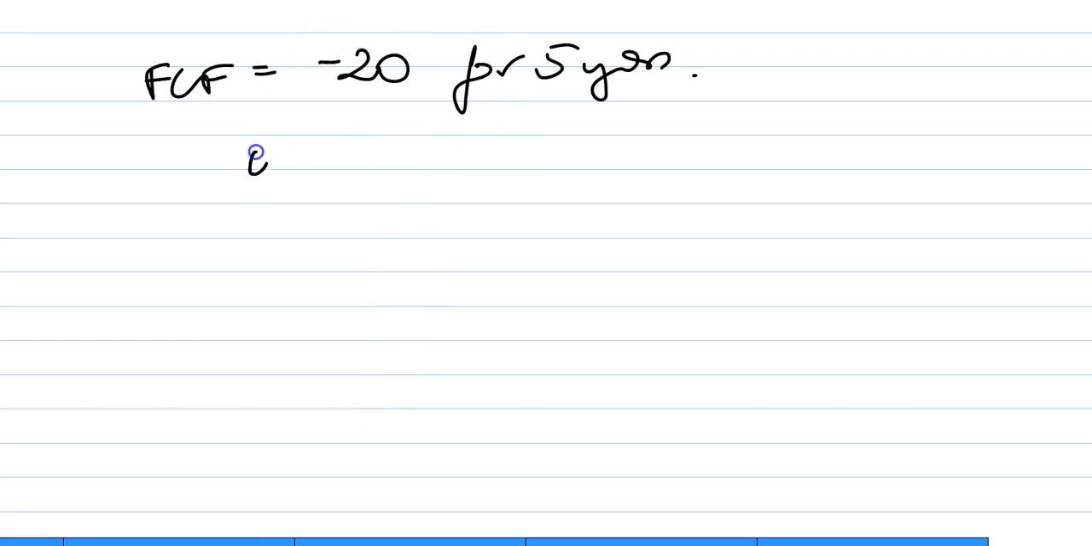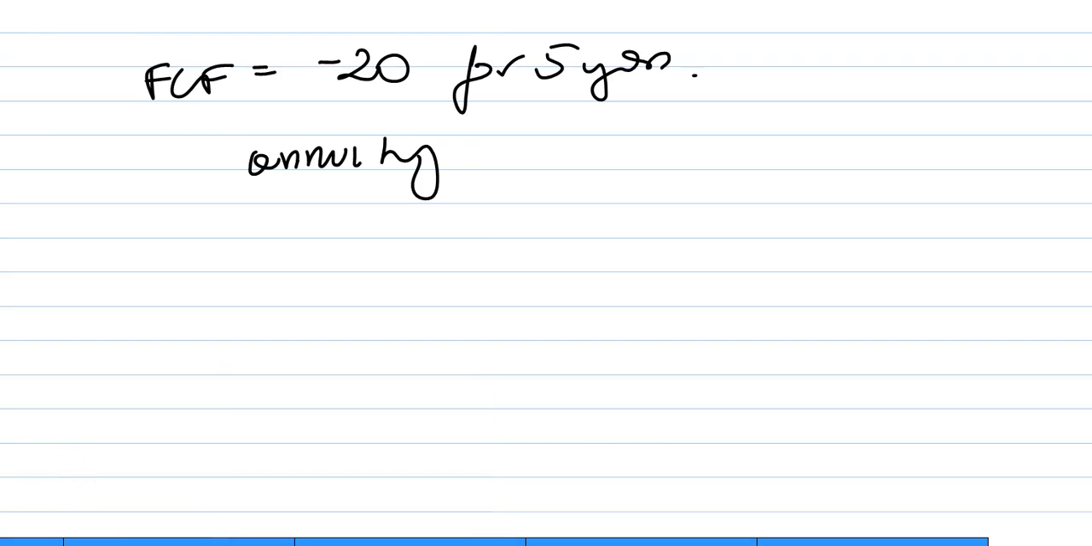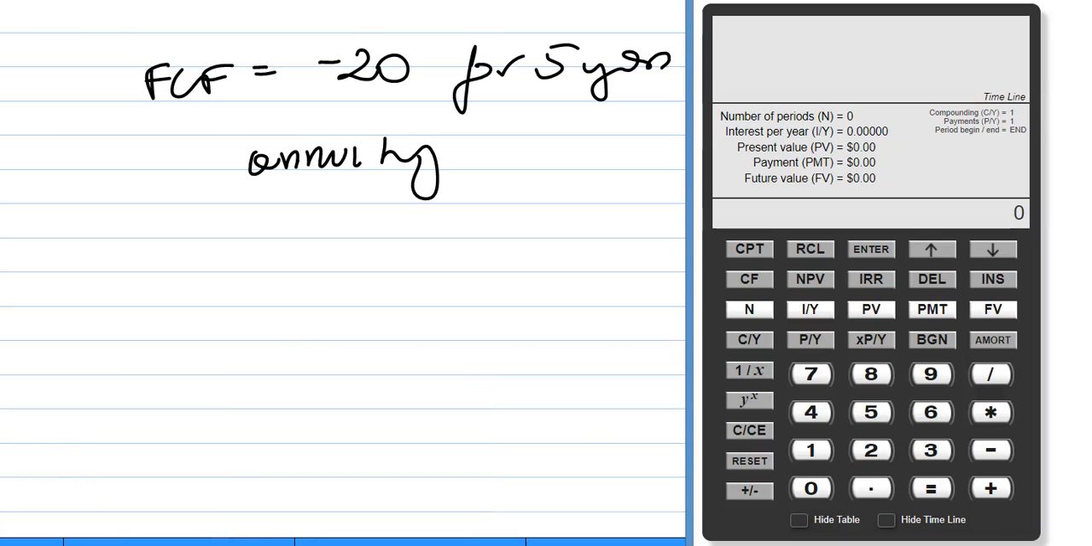So basically this is an annuity. So we can just use the present value of annuity on our calculator or in Excel. We could have used the net present value button, but here it's very easy to just use the calculator. So we have 20 million negative cash flow, which is our payment for the next 5 years. And we're using an interest rate of 12%.